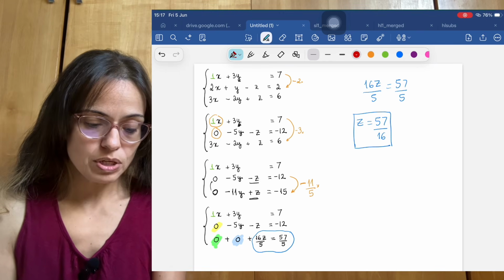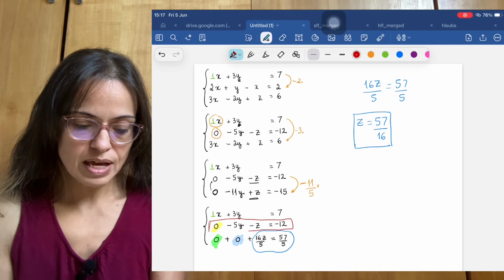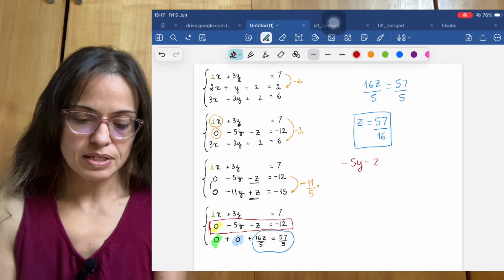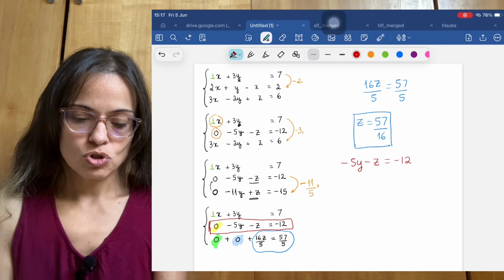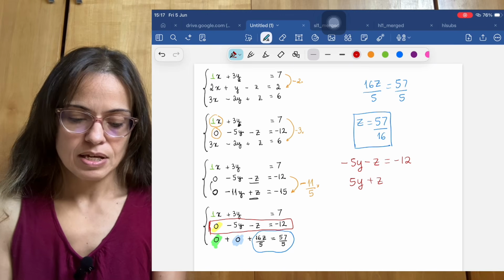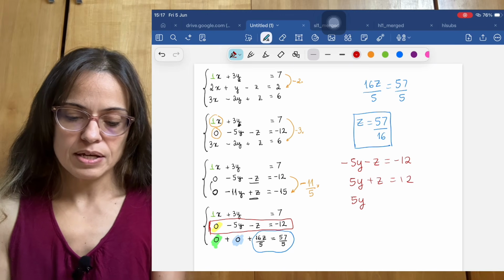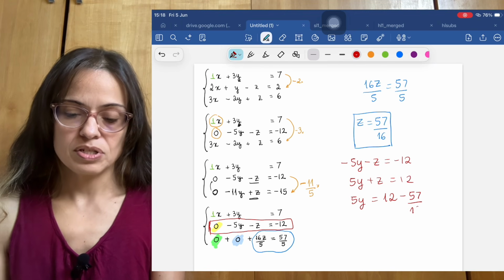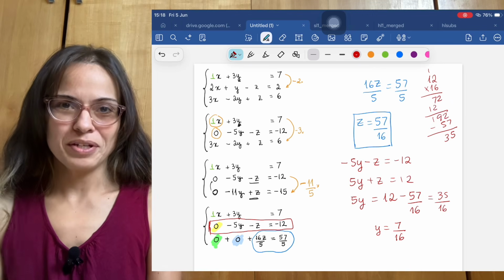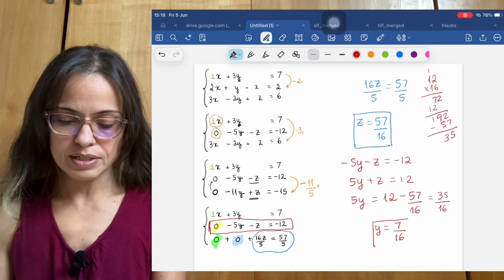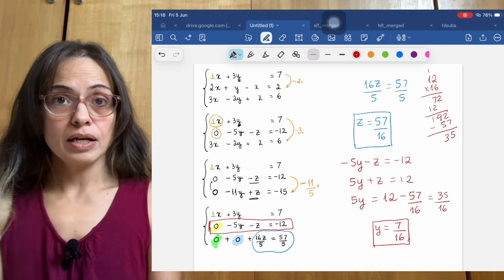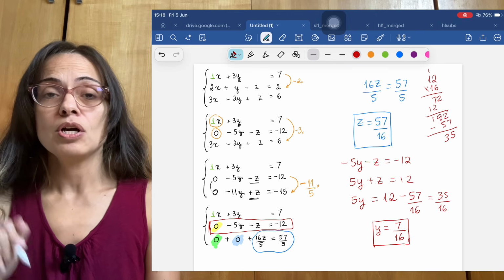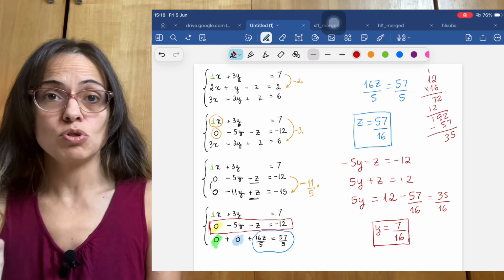And what I need to do now is to keep bringing that up to the next line. You see, the next line is telling me that minus 5y minus z equals minus 12. So, well, 5y plus z is 12. 5y is 12 minus z, but I already know z is 57/16. So again, a little bit more annoying calculations with fractions, but we get that y is equal to 7/16. And I am 2/3 of the way down to the answer of the problem, because now I have the z coordinate and the y coordinate of the point that is the intersection between the three planes.